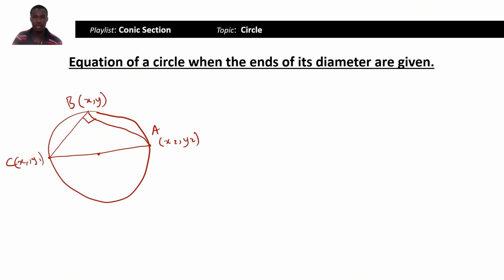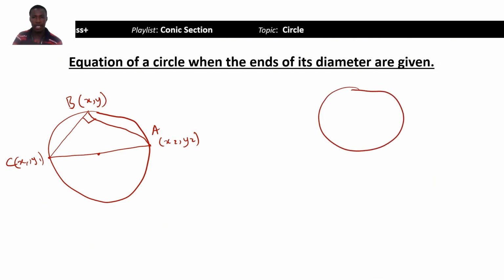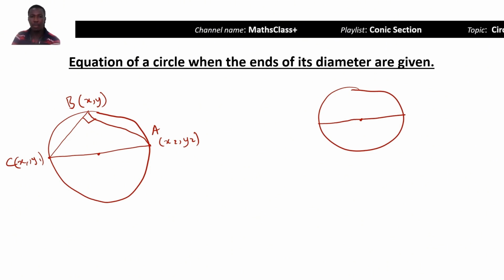Another way is that when the diameter is given, we know that half of the diameter is the center. And so when we find the midpoint of the ends of the diameter given, that will give us the center. And with the center and any one of the given points, we can also determine the equation of a circle. Okay.